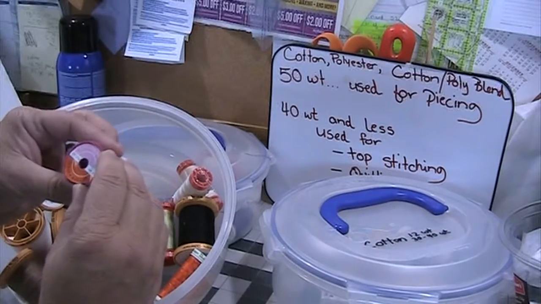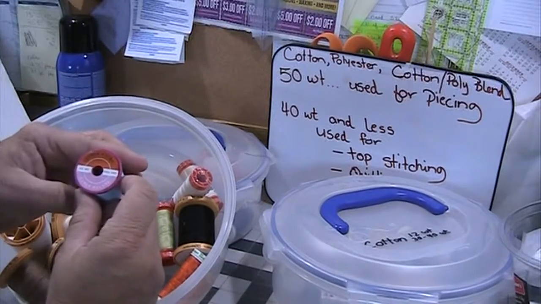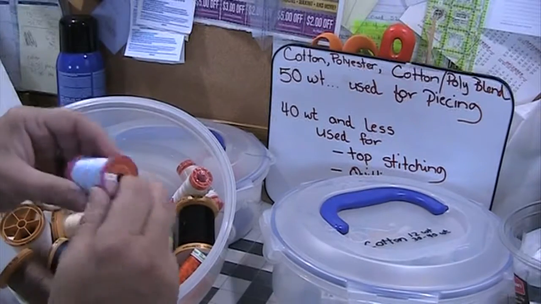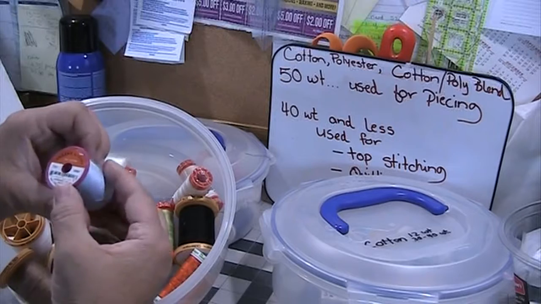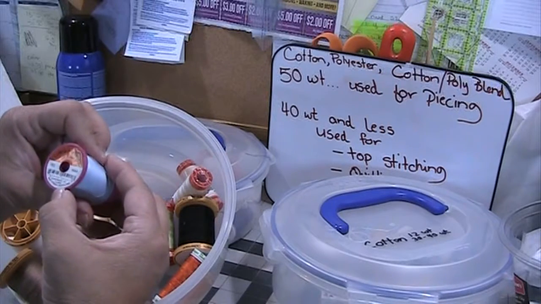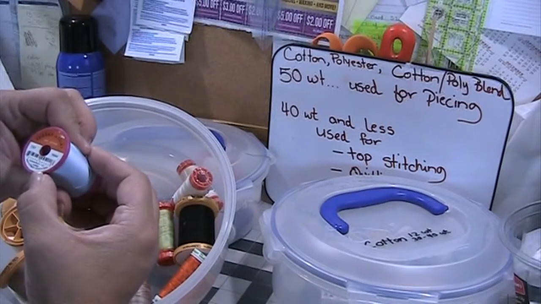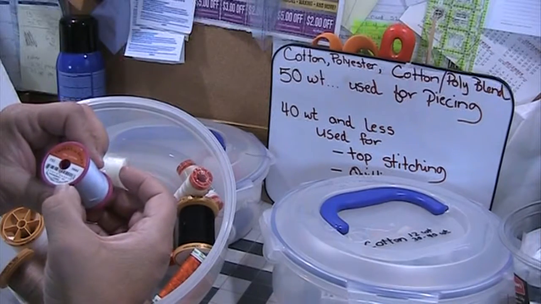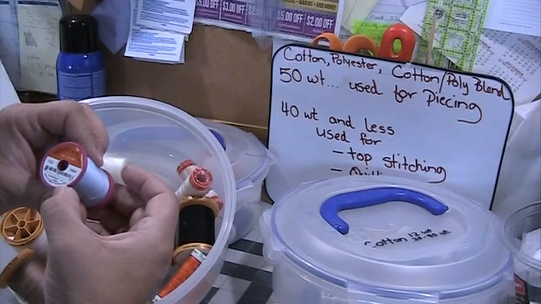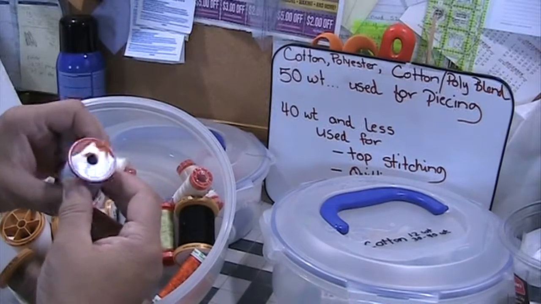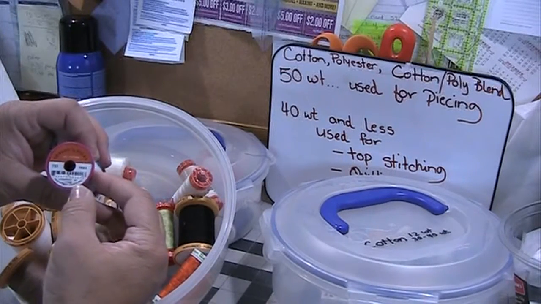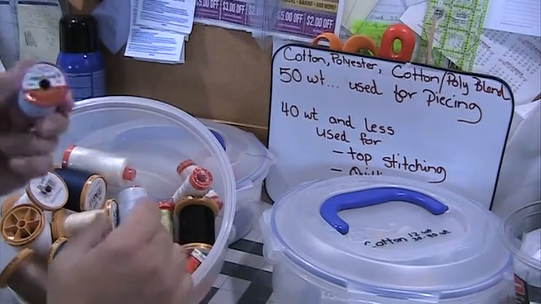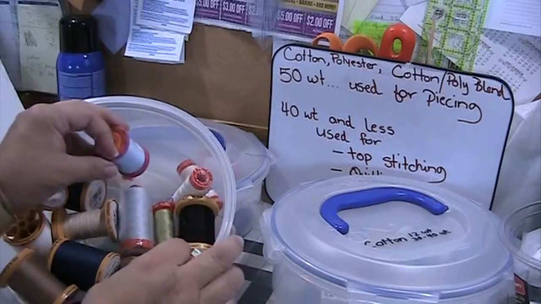I do have something called Cotton and Steel. This is also 50 weight, and it is 100% cotton. This is another Italian-made cotton. I don't know what company actually makes this. The thread itself is spun in Egypt, and it is wound onto the spools in Italy. So let's say this might be Egyptian cotton.